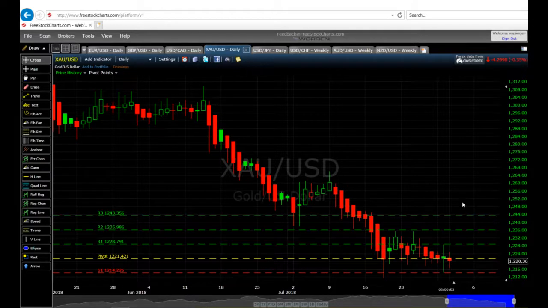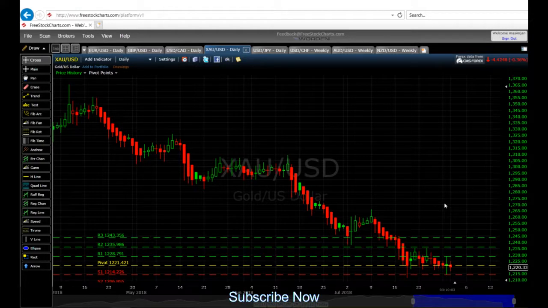We need to be careful, but my daily target for gold is a sell, and the target is 1206 for the daily target. It's below the pivot, and always, as I'm instructing you guys, follow the pivot. Once it's below the pivot, which is at 1221, sell the pair, and you can take some great benefits.